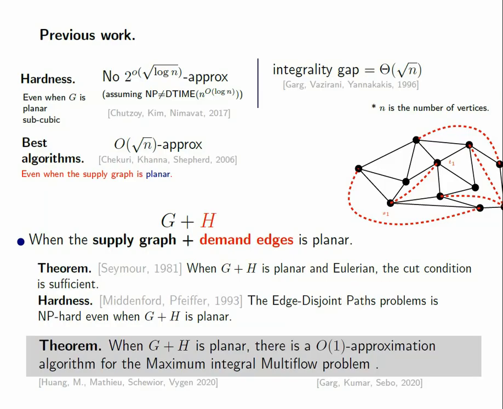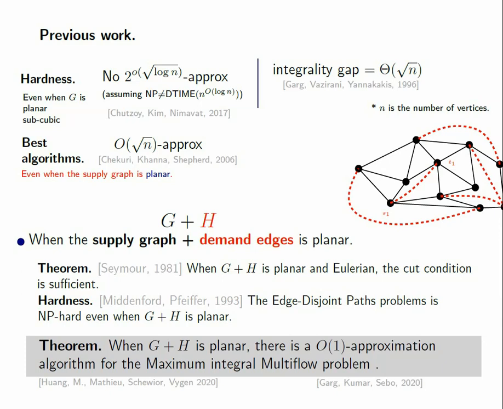Recently, we answered our question by designing a constant approximation algorithm for the maximum integral multiflow problem, and thus also for the edge disjoint path problem, in the case when G plus H is planar. This result was proved at the same time and independently by Garg, Kumar, and Sebő. In both papers, the algorithm worked by rounding integrally a fractional multiflow.